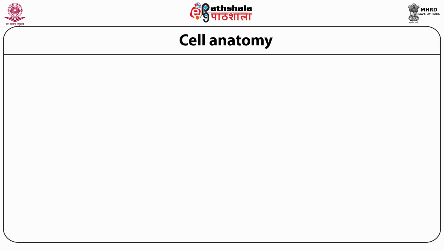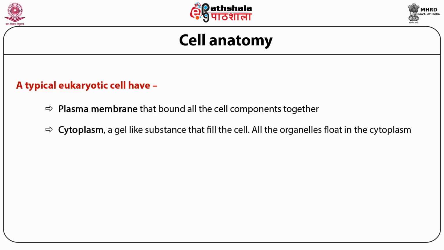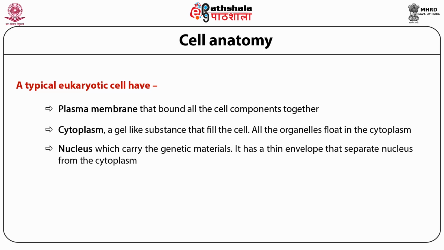The egg is called the female gamete cell and the sperm is called the male gamete cell. Cell anatomy. Generally, eukaryotic cells share a similar structure. Every eukaryotic cell has a semi-permeable membrane called the plasma membrane that binds all the components of a cell together. Inside the cell, all the organelles float in a gel-like substance called the cytoplasm. The most important and prominent structure in the cytoplasm is the nucleus, which has its own thin envelope called the nuclear membrane, separating its content from the cytoplasm.